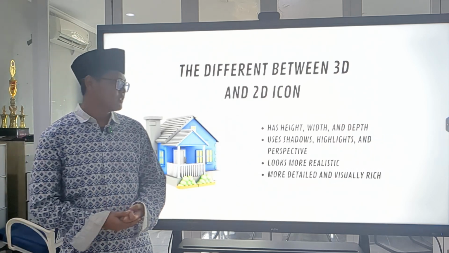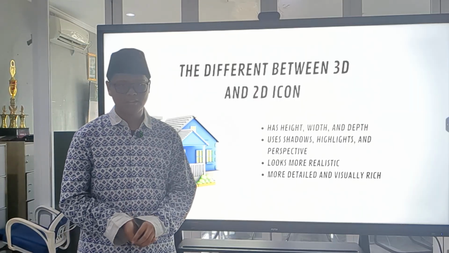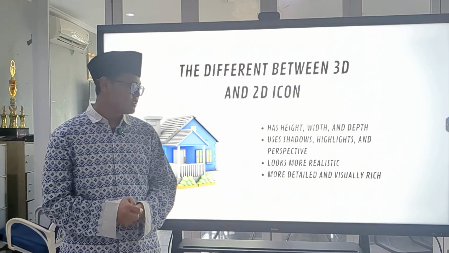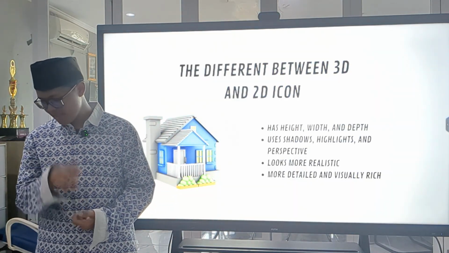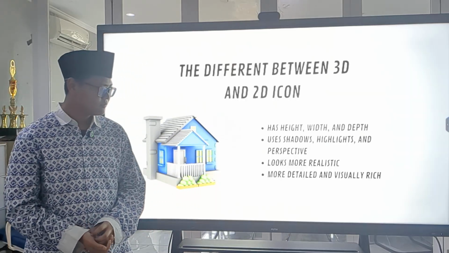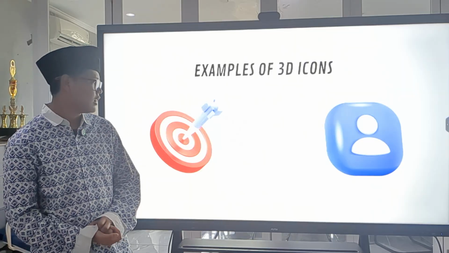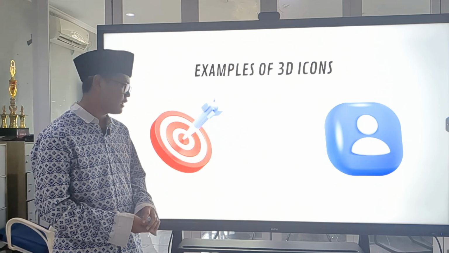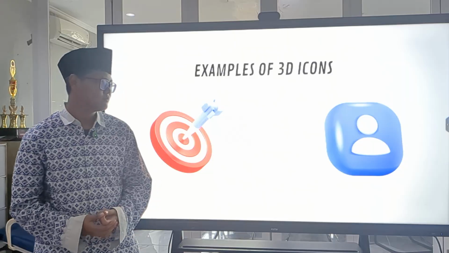But a 3D design or 3D icon has height, width, and depth. And they usually use shadows, lighting, and perspective. It looks more realistic and more detailed. Here is another example of 3D icons. As you can see, it has width and height, and also shadow and lighting.